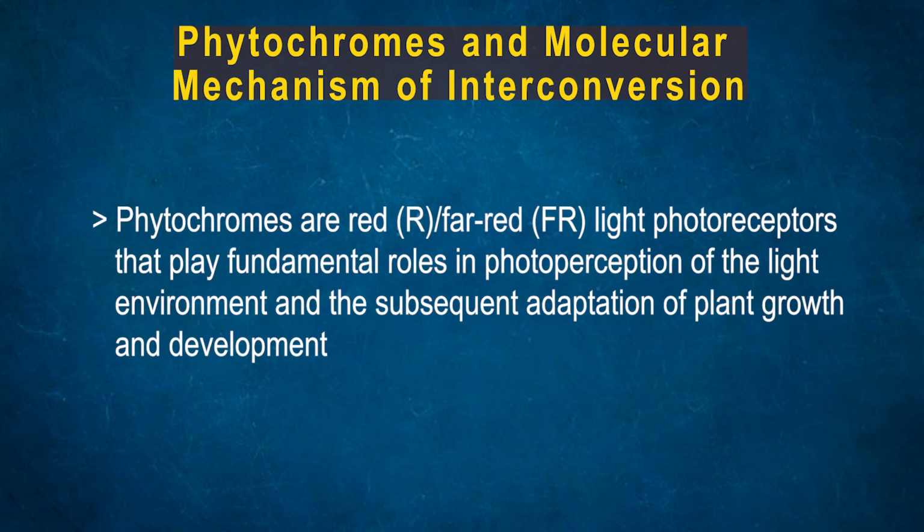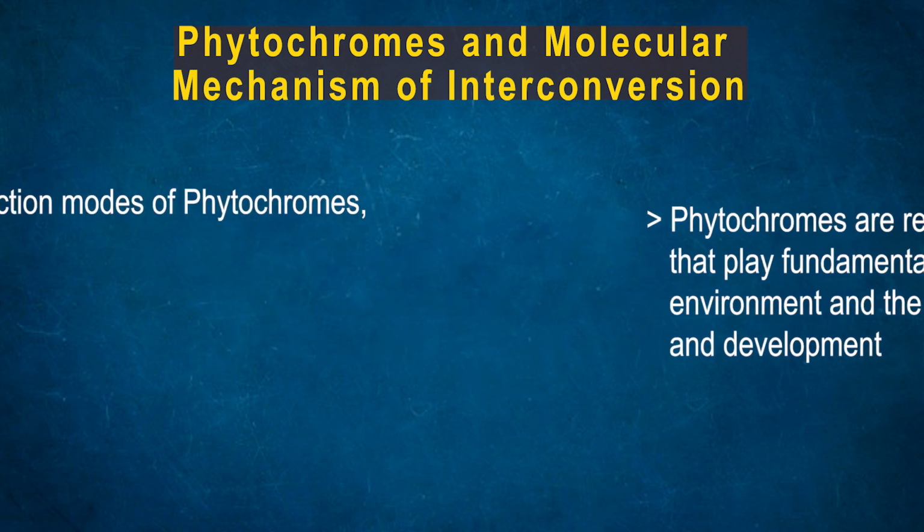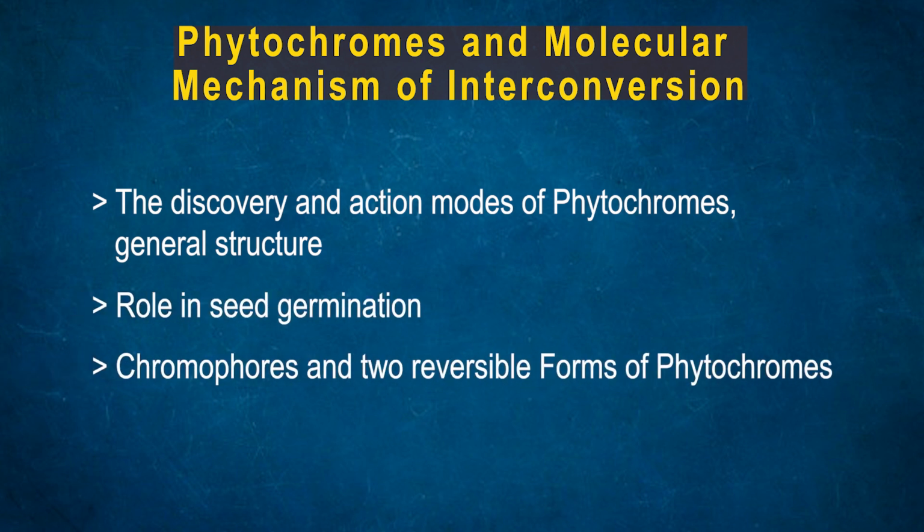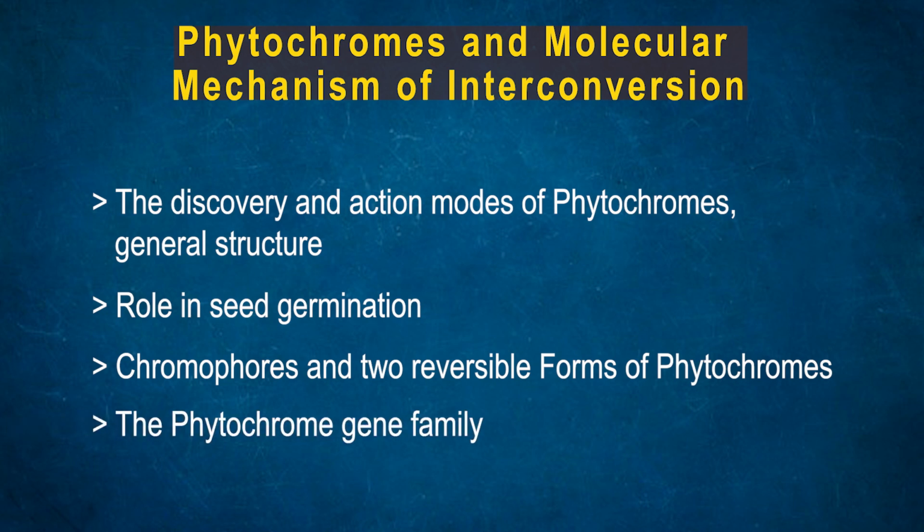The second one, the phytochromes and the molecular mechanism of interconversion. Phytochromes are very sensitive to red or far red, FR lights. There are some photoreceptors within the phytochromes, right. They have fundamental roles in photoperception of the light environment and subsequent adaptation for growth and development. You will get to know its discovery, action modes of phytochromes and its general structure, their roles in seed germination, the chromophores, the two reversible forms of phytochromes as well as the phytochrome gene family.